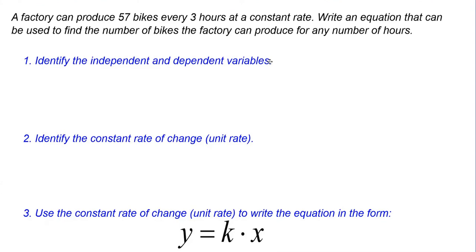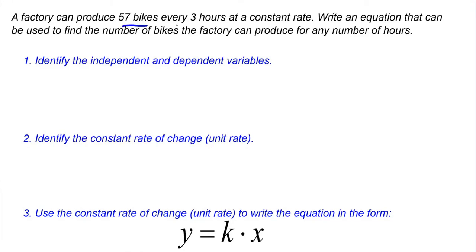Here we just have a description, so we don't have a table and we don't have a graph, but we can still write an equation. A factory can produce 57 bikes every 3 hours at a constant rate. So that tells me that is proportional. Write an equation that can be used to find the number of bikes the factory can produce for any number of hours. So again, identify the independent and dependent variables here.